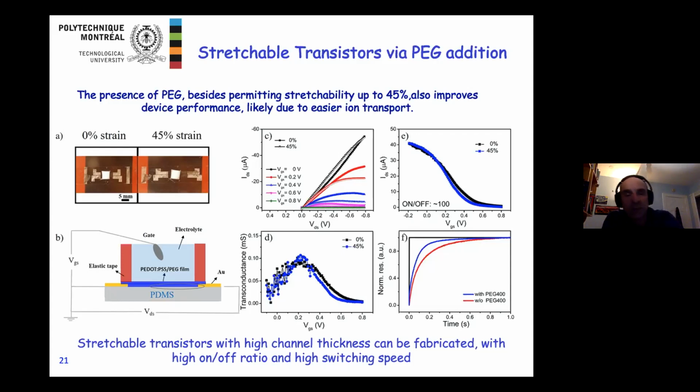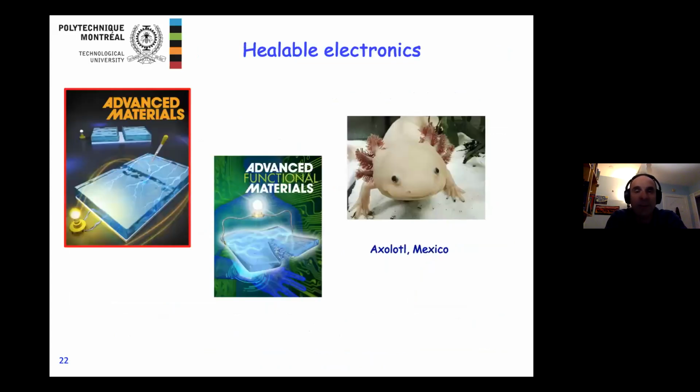And what is also interesting, and this is a topic we are working on, is that the presence of the polyethylene glycol additive can also improve the ionic transport by leading to a higher switching speed, even if we increase the thickness of the device.